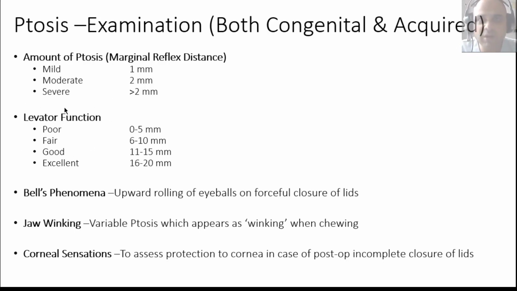This is how much the levator muscle can elevate the lid. And what you do is you put your hand on the brow, ask the patient to look down, and then look up. You're putting your hand on the brow so that the patient does not use the frontalis muscle.